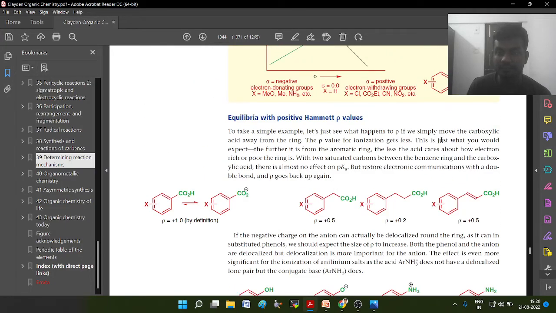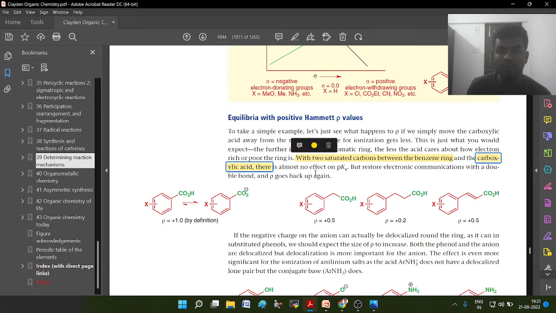Please read this. Here, with two saturated carbons between the benzene ring. Please try to understand. See in this figure, my cursor is there. Two saturated carbons between the benzene ring and the carboxylic acid. Between what? Between the benzene ring and the carboxylic acid. There are two CH2 groups.